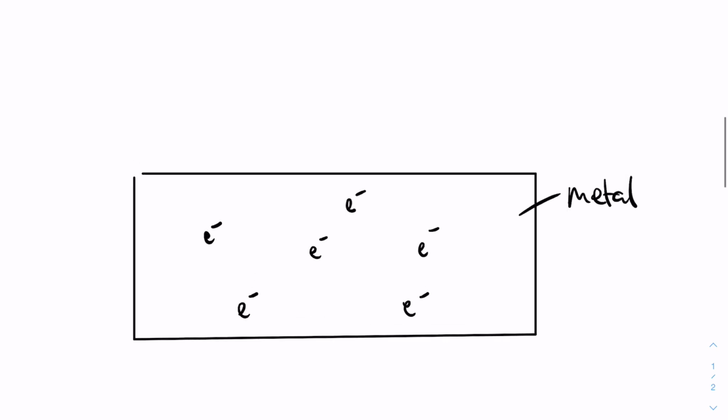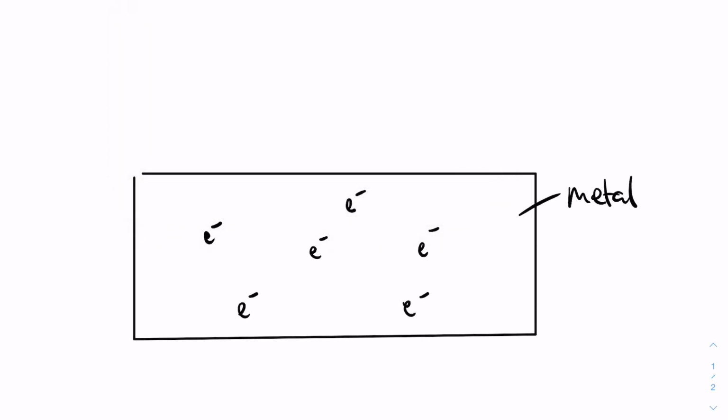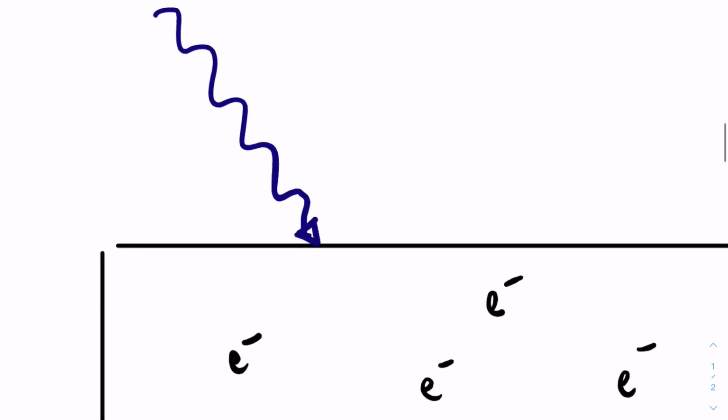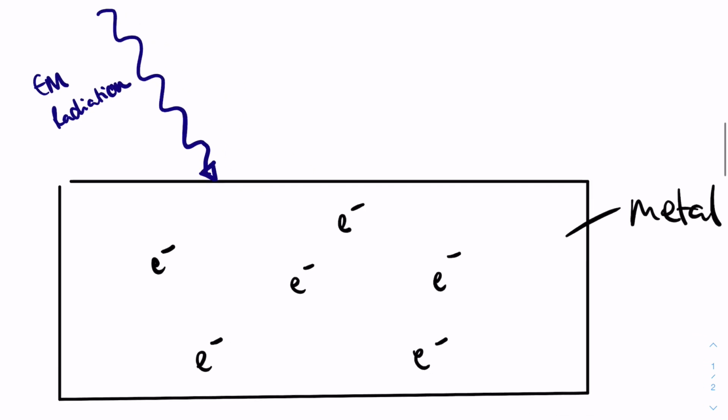We're going to take some photons, and we're going to shine photons upon the surface of this metal. And I'll just put, for the moment, EM radiation. And what we'll notice is that these electrons here fly out of the metal surface. We have electrons coming out.